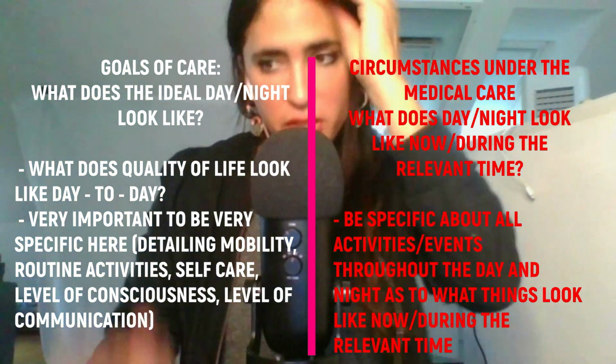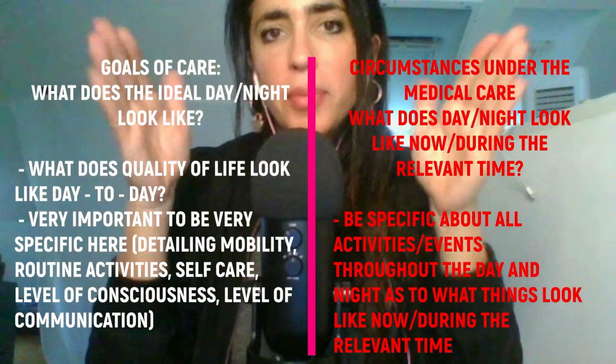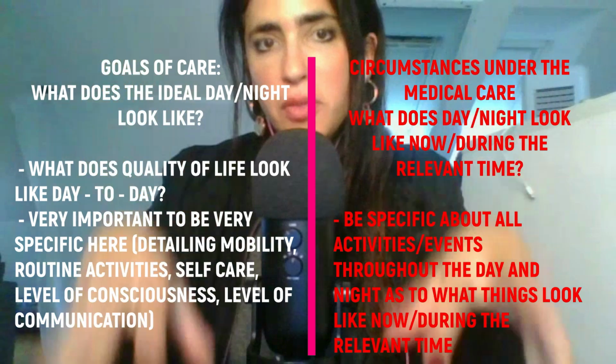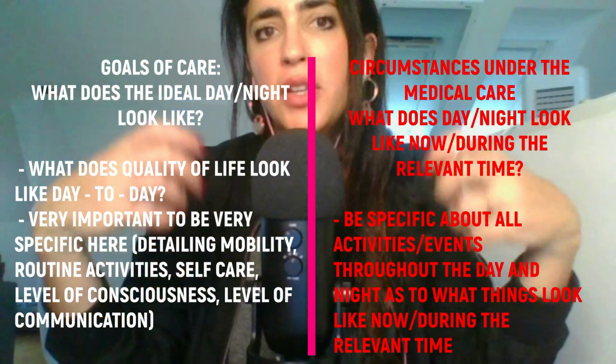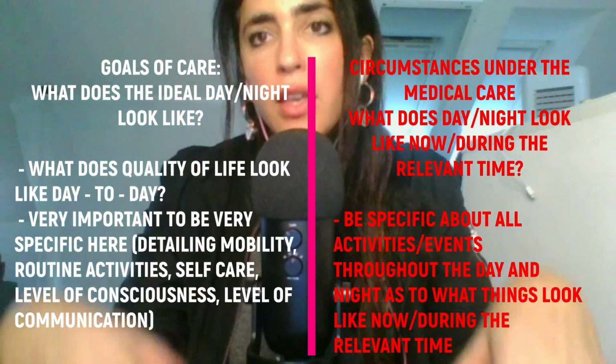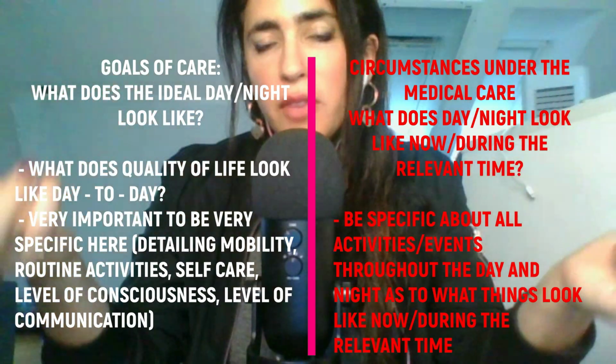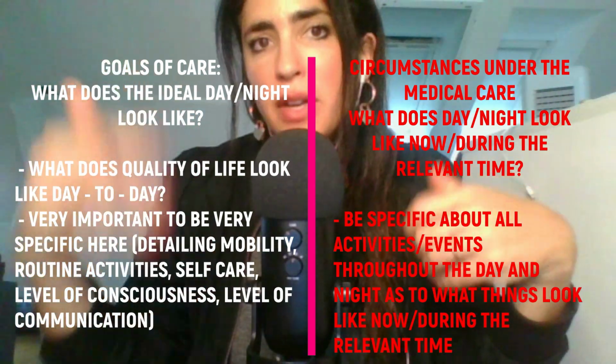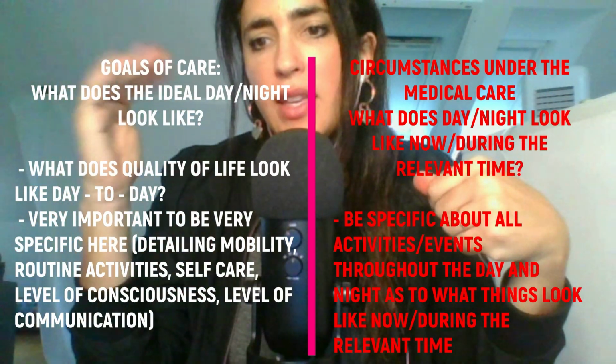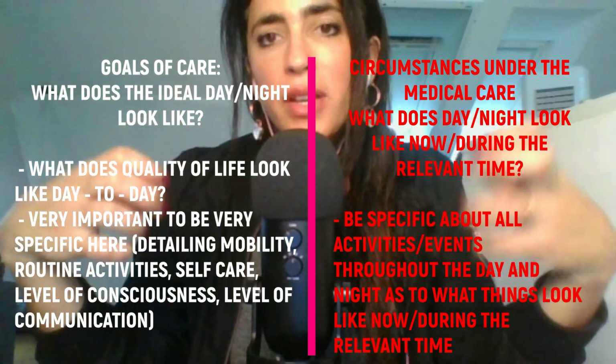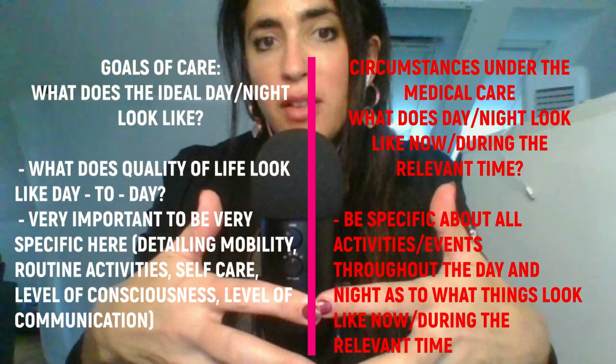So what you want to do, once you have your paper with the 2 columns, is on the left, you've got what the ideal day looks like for you or your loved one that you're making decisions for. And then on the right side, you have what is actually happening right now. And then what I want you to do is reconcile those 2 columns.